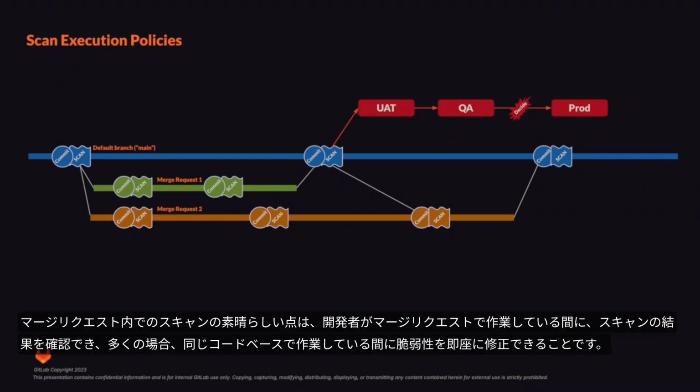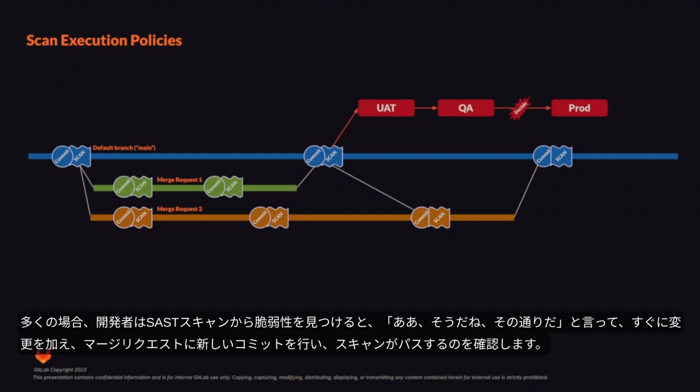And what's great about scanning inside the merge request is the developers actively working on these merge requests can see the results of those scans and in many cases remediate vulnerabilities immediately while they're still working in that same code base. A lot of times a developer will see a vulnerability from a SAST scan, for example, and they'll say, oh yeah, that's right, good point. Make the quick change, do another commit in the merge request, and see the scans pass.